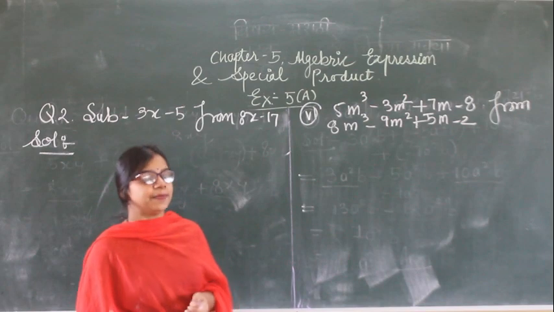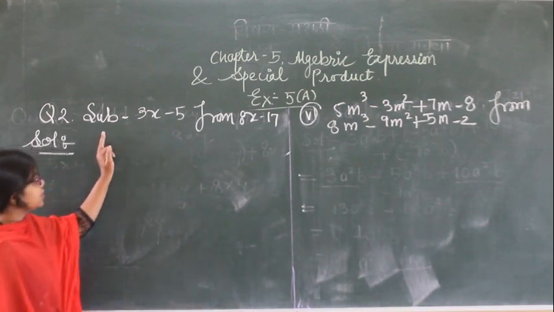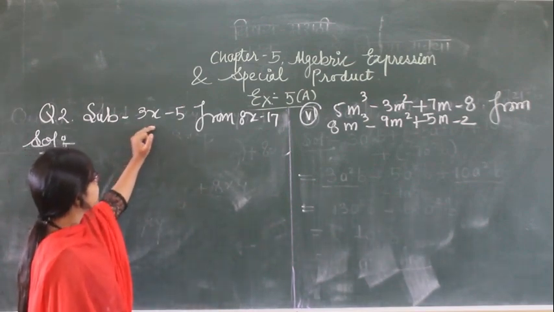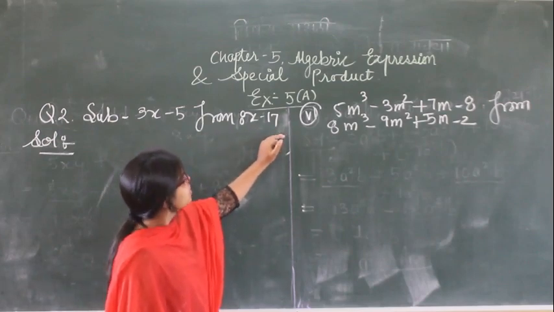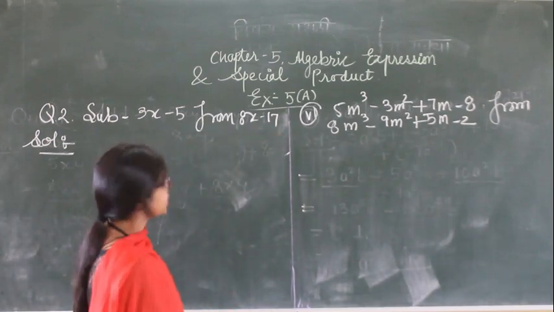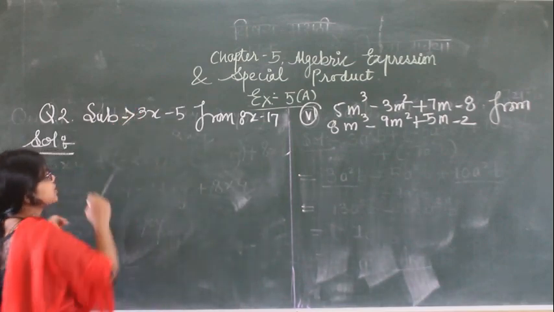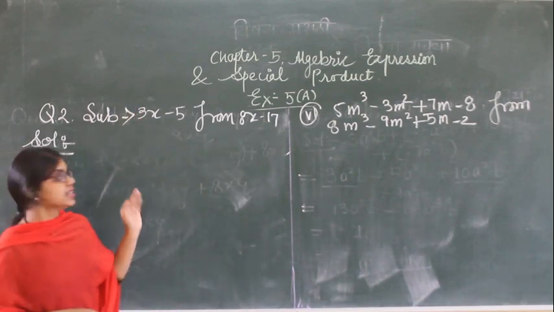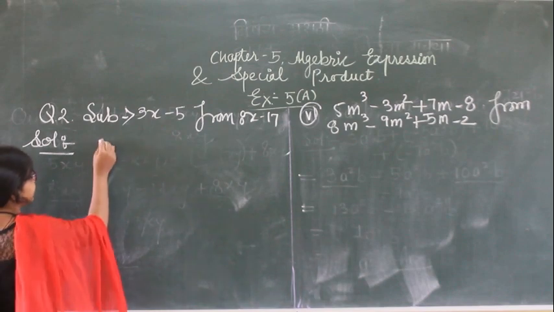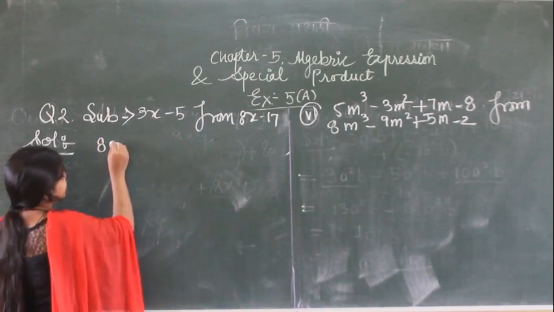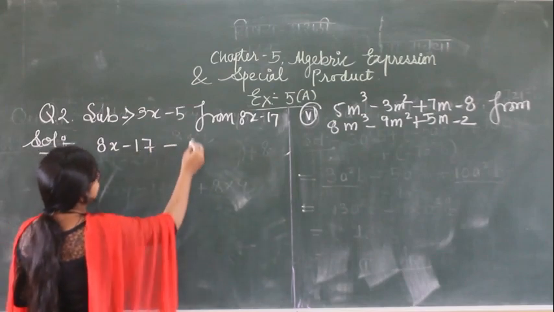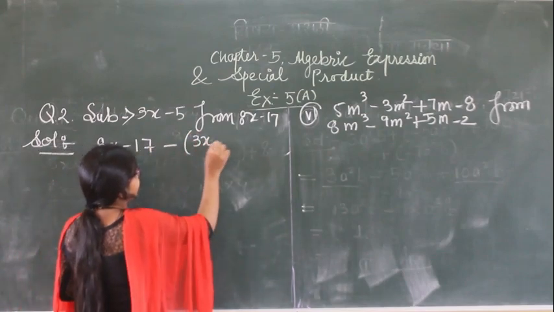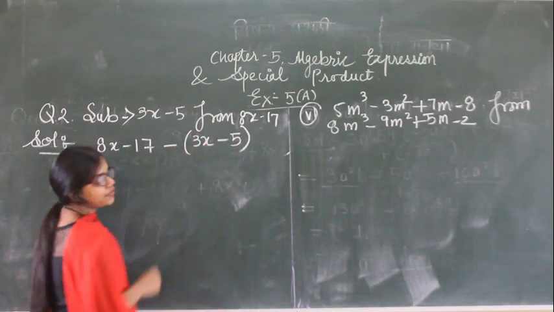In the first question we have added, in the next question we are going to subtract. So we have to subtract 3x minus 5 from 8x minus 17. So first I will write down this 8x minus 17. Subtraction sign is there. Then 3x minus 5.